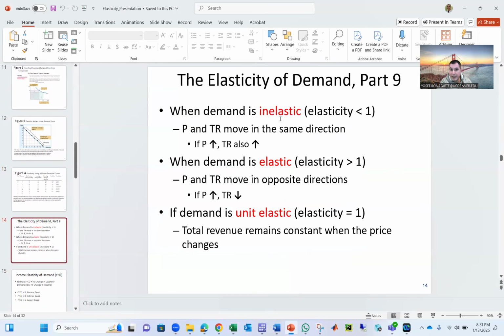For the elasticity of demand, there's a relationship between P and TR. P is the price, TR is total revenue. If P and TR move together, up or down, that means inelastic. If P goes up and TR goes down, that means the price is going up and the revenue is going down, which means elastic demand. And if the price changes and the revenue doesn't change, that means unit elastic.